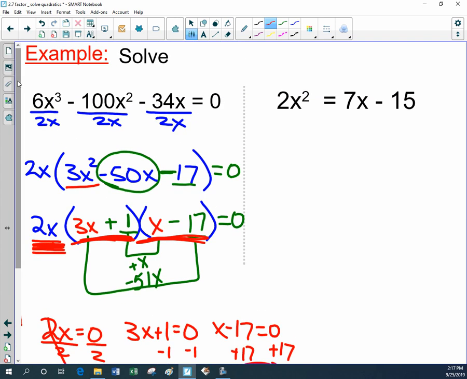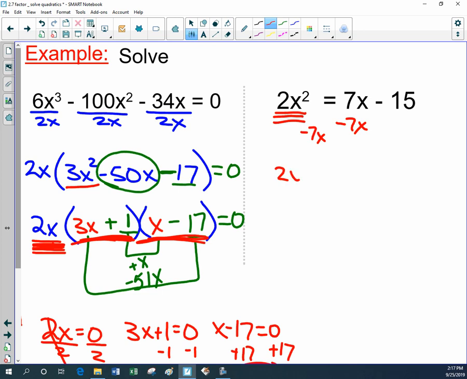Okay, in this next problem, one thing we need to pay attention to is that before we can factor the problem, all terms have to be on the same side of the equal sign, and we want to make sure it's set equal to 0. And in the process of doing that, we want to make sure that the leading coefficient is positive. So we want to leave the 2x squared on the left side because it's positive right now. And that means that to get 17x minus 15 to the other side, I'm going to have to subtract 7x.